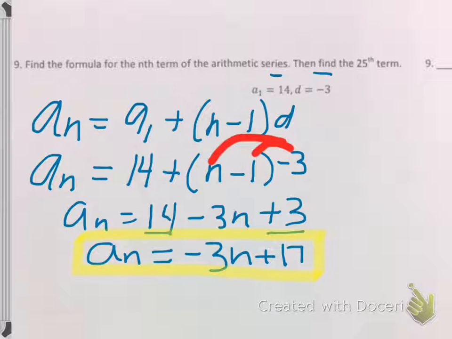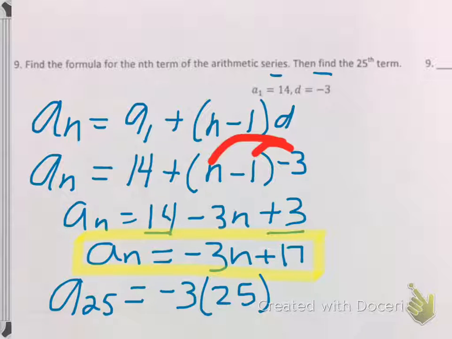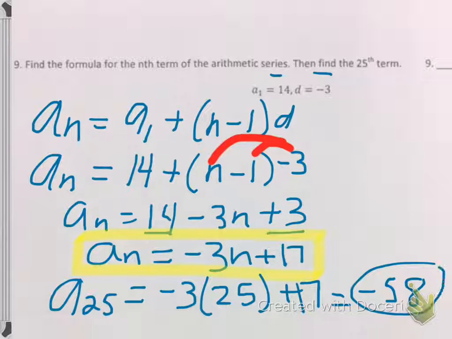Then it went on to ask you to find the 25th term of this series. So to find the 25th term, I'm going to substitute 25 in for n. So negative 3 times 25 plus 17. Negative 3 times 25 is negative 75. And then negative 75 plus 17 is negative 58. So negative 58 should be my 25th term of this series.